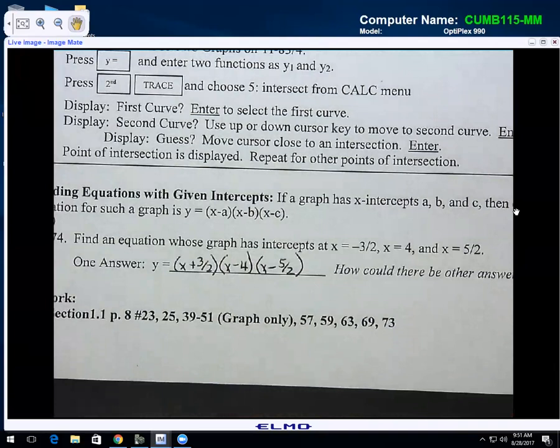One other thing. Why did this say find an equation instead of find the equation? How could there be other answers, other equations that had these 3 x-intercepts?